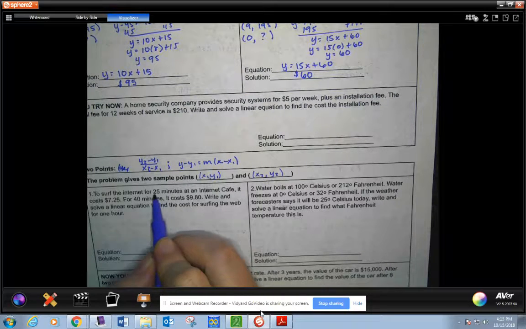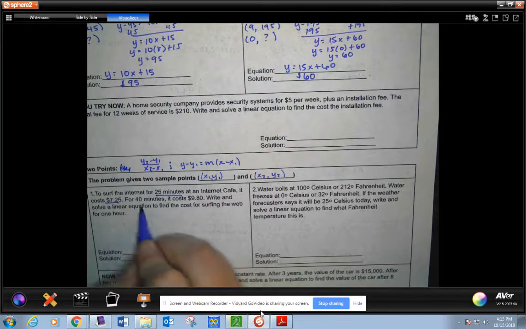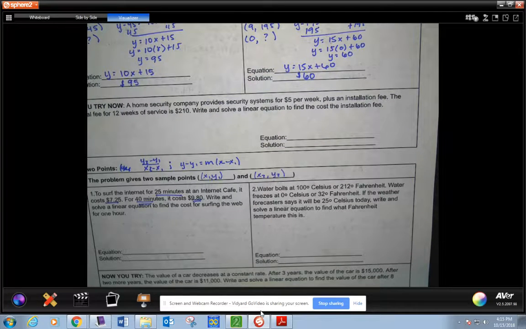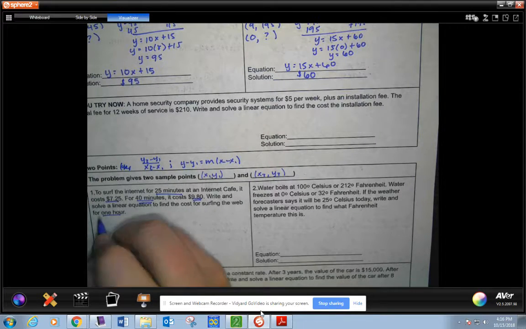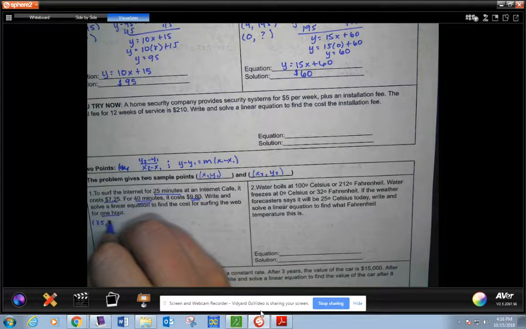Okay, to surf the internet for 25 minutes at an internet cafe, it costs $7.25. For 40 minutes, it costs $9.80. I need you to write and solve a linear equation to find the cost for surfing the web for 1 hour. Okay, so I know that 25 goes with 7.25. And I know that 40 goes with 9.80.